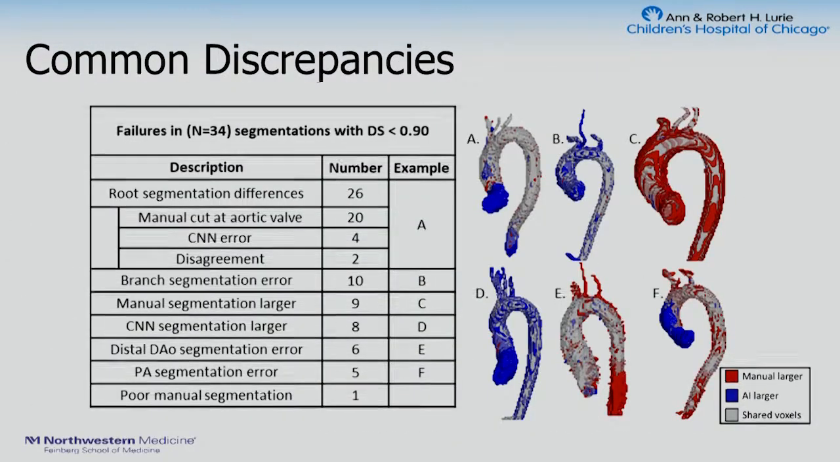For categorizing the most common discrepancies between the CNN and the manual segmentations, 34 datasets were found to have a dice score below 0.9. The table summarizes our findings, with some datasets being included in multiple categories. The most common discrepancy found were differences in aortic root segmentations, with the CNN more likely to include the aortic root and the outflow tract in the segmentation compared to the manual user.